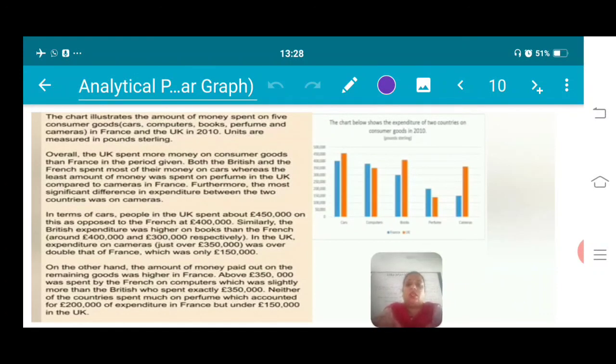So that is, on the other hand, the amount of money paid out on the remaining goods was higher in France. Above £350,000 was spent by the French on computers, which was slightly more than the British, who spent exactly £350,000. Neither of the countries spent much on perfume, which accounted for £2 lakh of expenditure in France, but under £150,000 in the UK.